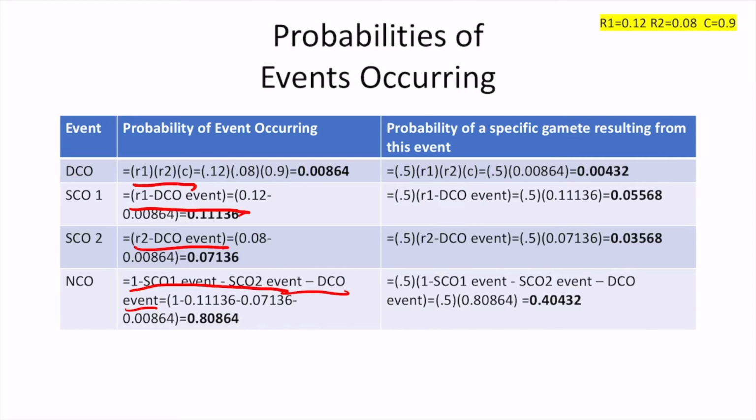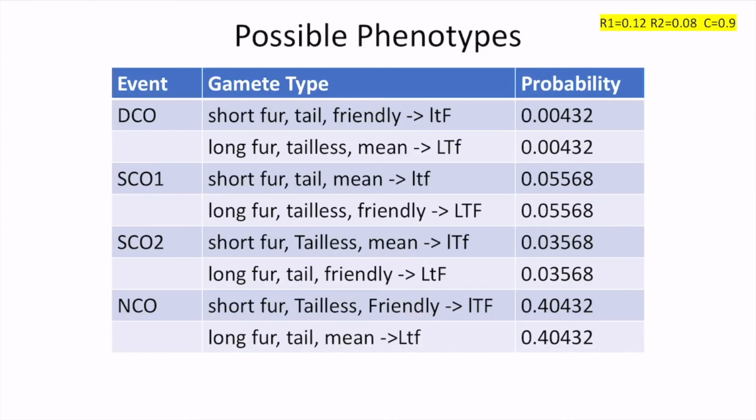The third most likely event to occur would be a single crossover event at position 2, and the probability of this taking place is 0.07136, or 7.136% chance. And it is especially unlikely for a double crossover event to occur, as the probability of one occurring is 0.00864, or 0.864% chance, which is less than an even 1% chance. To better visualize the probabilities of each gamete occurring, I have created this table to centralize these probabilities.